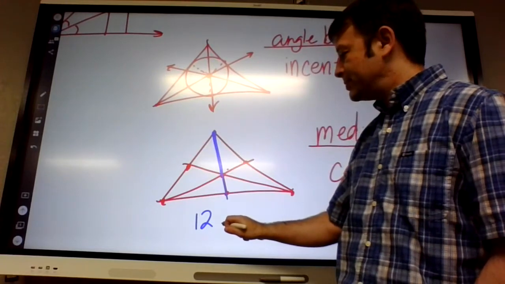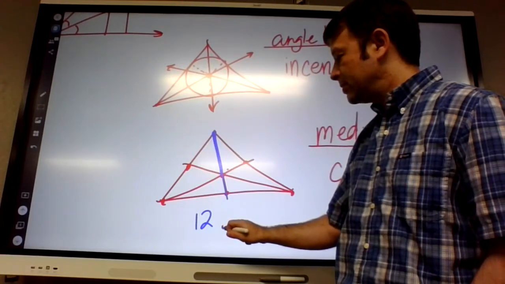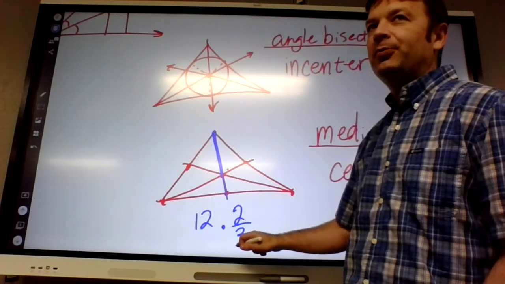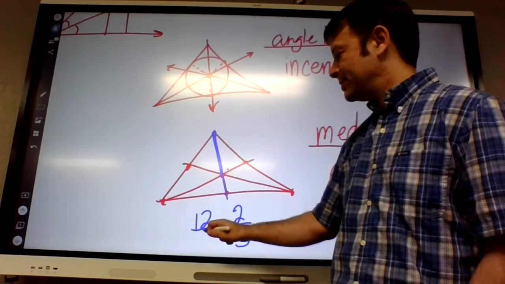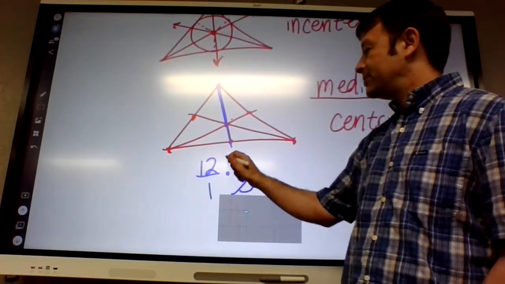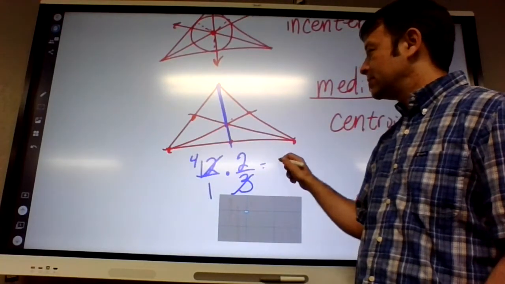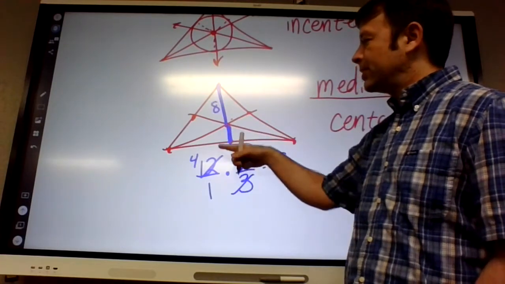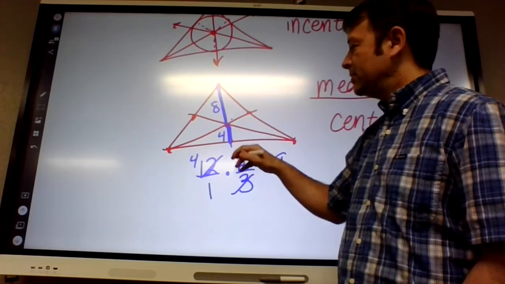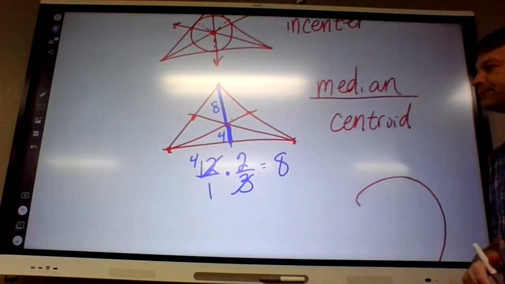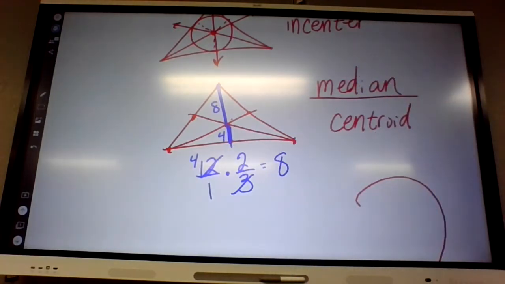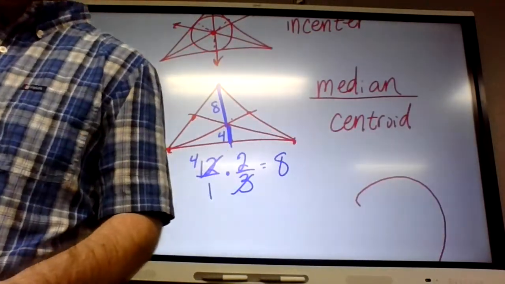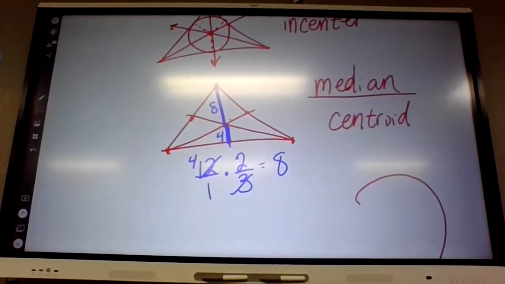Then from here to here, this longer section is going to be 2/3 of that. How do you find 2/3 of a number? 2/3 of, you guys remember the word of, right? It means times. So 2/3 of 12 is 8. And then this right here would be 1/3 of it, or I guess you could do 12 minus 8. 1/3 of 12 is 4. Kind of weird thing about centroids and medians.